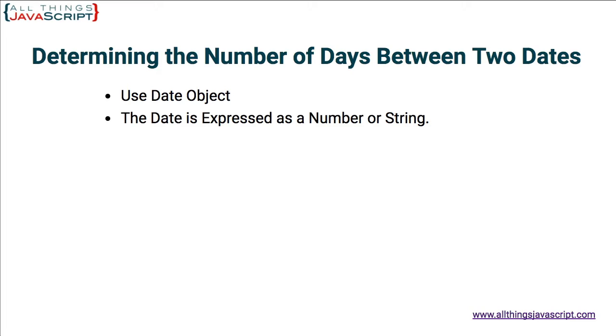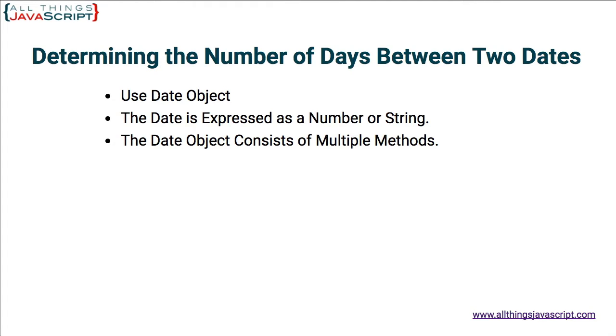Now, something that's important to know about the date object in solving this problem is that the date is expressed as a number or a string. If the date is expressed as a string, we understand that. It looks like the kind of date format we're used to. However, when it's expressed as a number, you may wonder, what does this number represent? Well, it simply represents a number in milliseconds. And that is the number of milliseconds that have passed since the start date, which was January 1st, 1970, which I'll show in just a second.